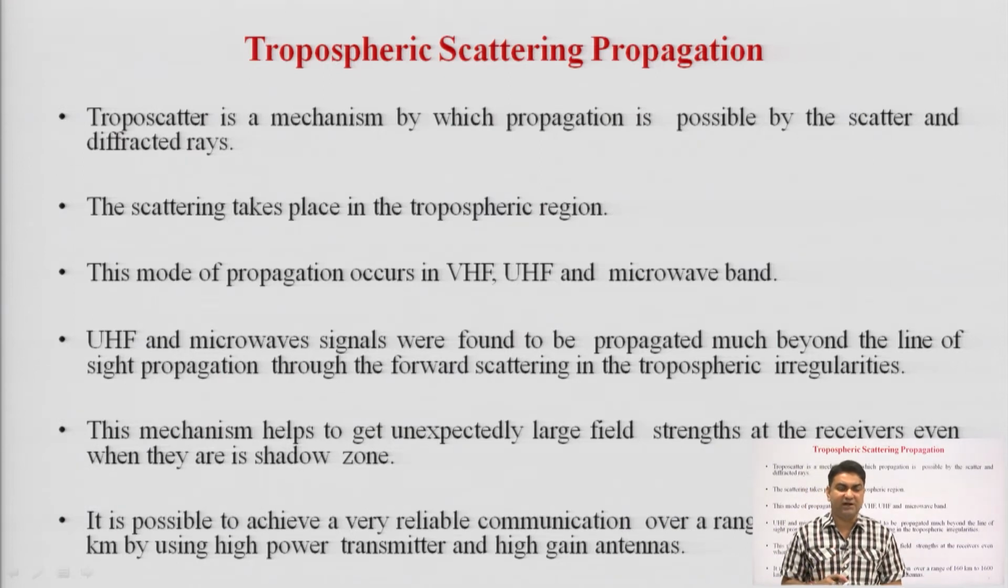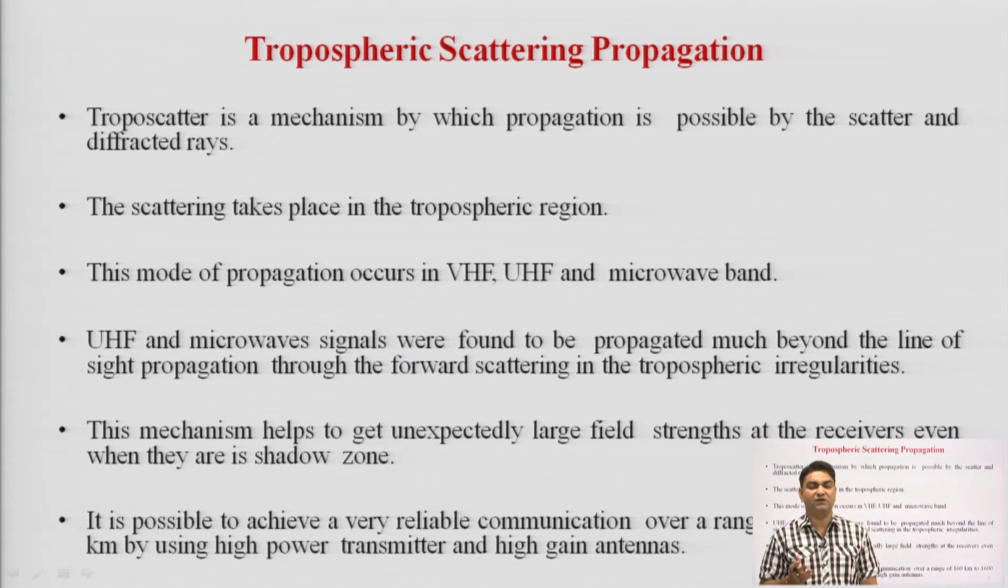Scattered and diffracted rays are the responsible factors for the tropospheric scattering mode of propagation. The scattering takes place in the tropospheric region, and this mode of propagation occurs in the VHF, UHF and microwave bands, when we are utilizing the very high frequency band, ultra high frequency band and the extremely high frequency band in the range of microwaves.